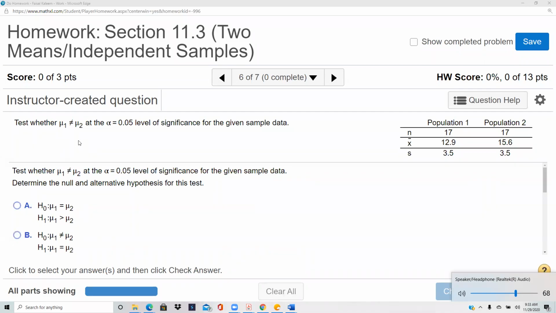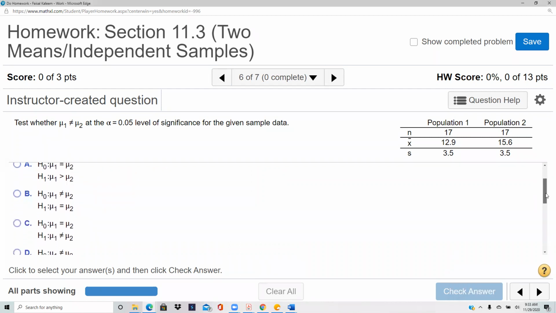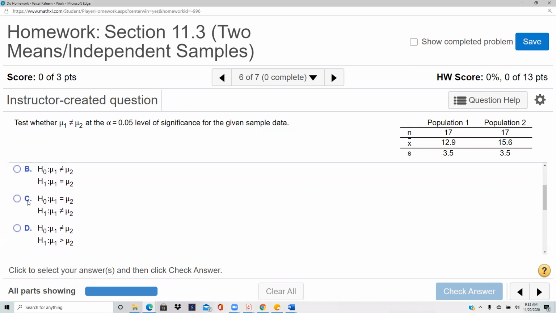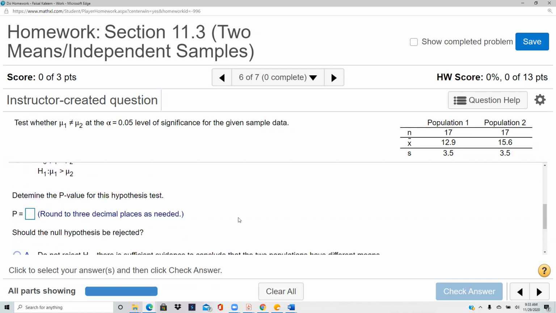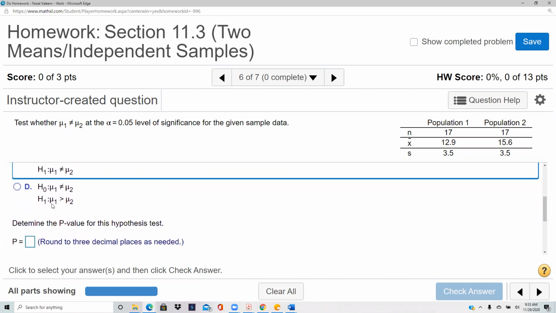Tell whether nu1 is not equal to nu2. So the hypothesis test will have the alternative saying nu1 not equal to nu2, and determine the p-value. So it means that we are testing. So it's going to be t-stats, two samples.